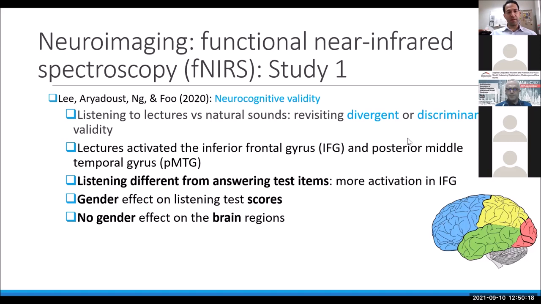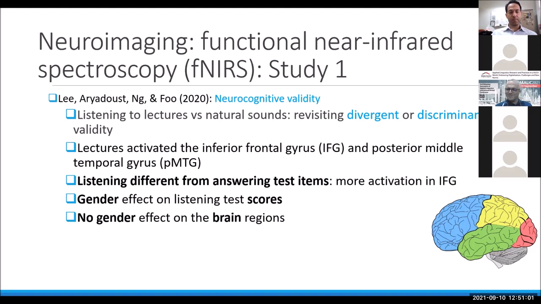Okay, so what we found was that listening to lecture activated the inferior frontal gyrus and posterior middle temporal gyrus, that's the back, as I mentioned before, significantly more. So there seems to be more top-down processing than bottom-up processing when you are listening to lectures, and those areas are specific to language. So it's not surprising to see that the areas that are specific to language light up when you're doing language tasks. It means that people are really doing language tasks. I mean, they're not daydreaming or something, they're really listening.